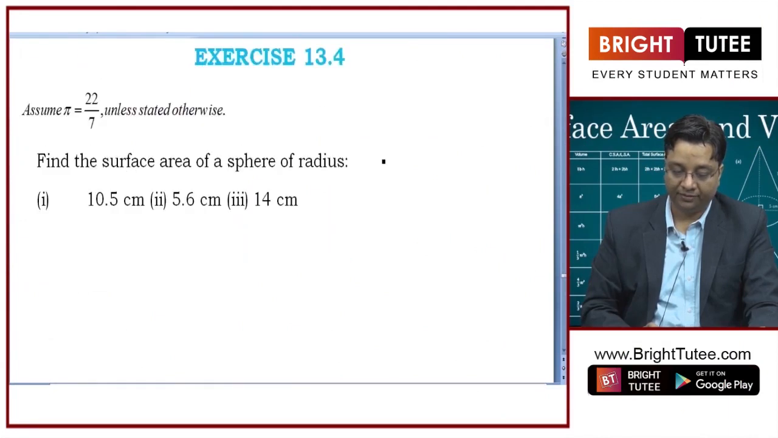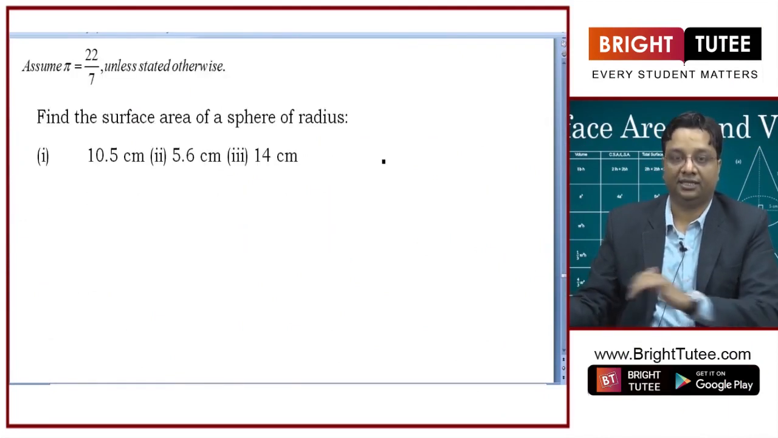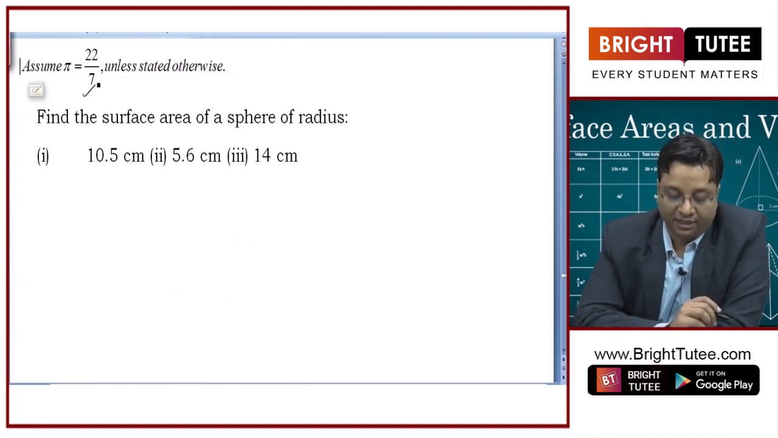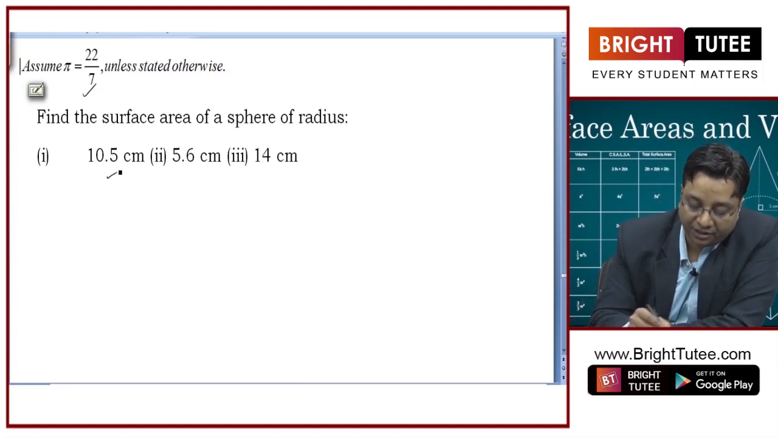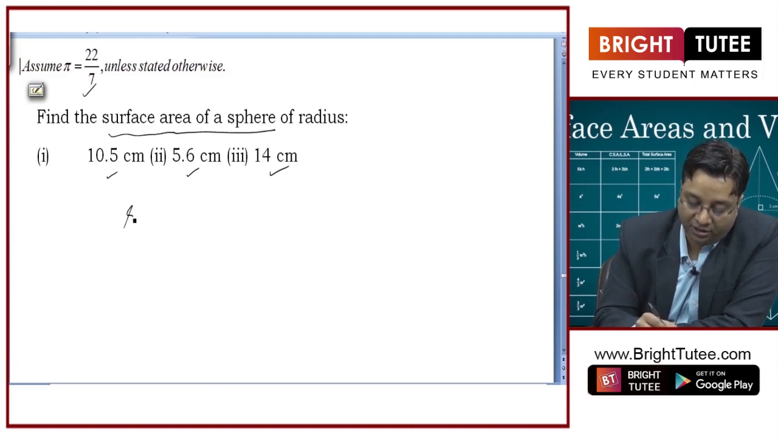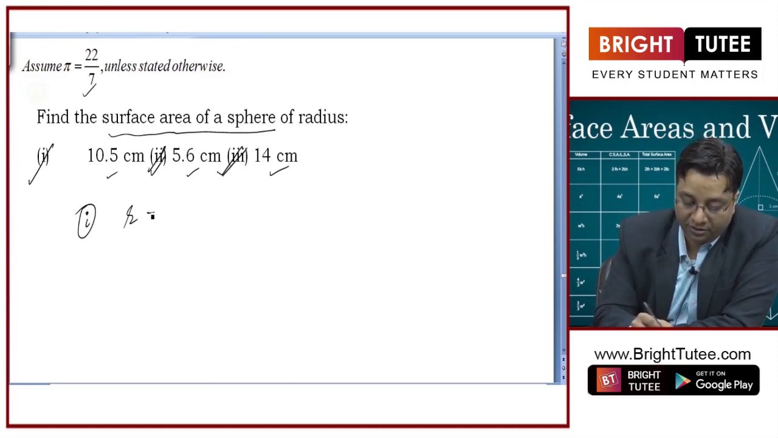Now let's move to the questions in this exercise here, and we will assume pi to be 22 by 7 unless stated otherwise. Find the surface area of a sphere of radius. Now three questions are given here. All the three are the same, right? Radius is given in all the cases, and we need to find the surface area of a sphere. So let's do the first one in this video. Rest of the two you have to do yourself. So I am doing this first part here.